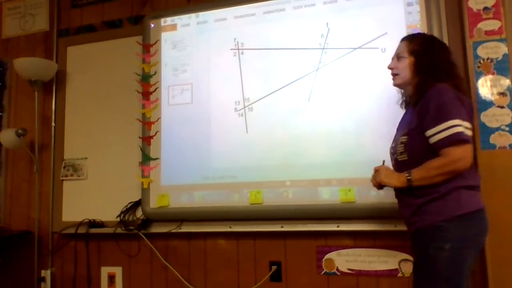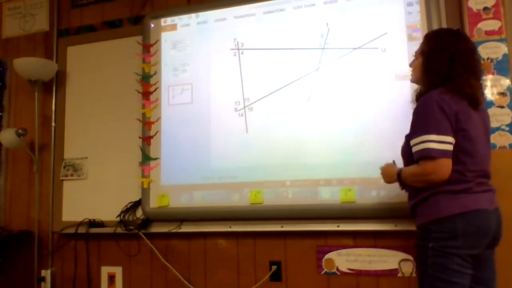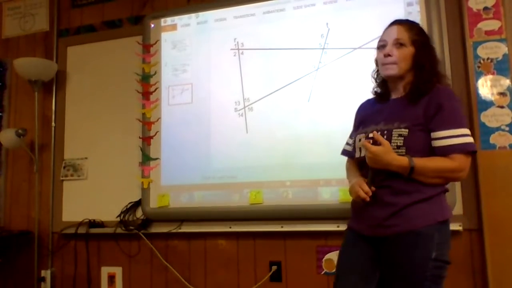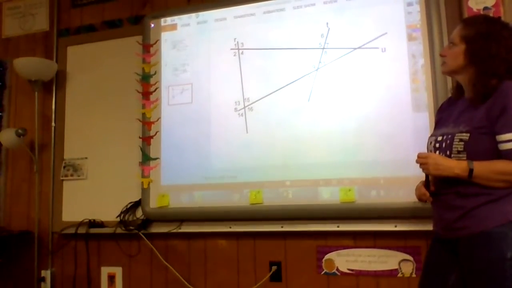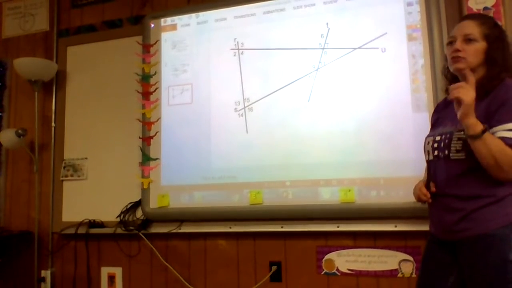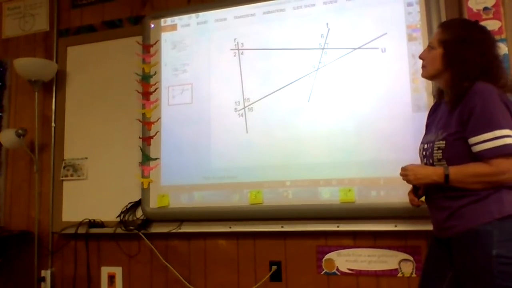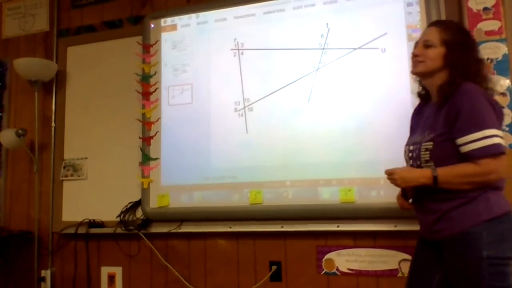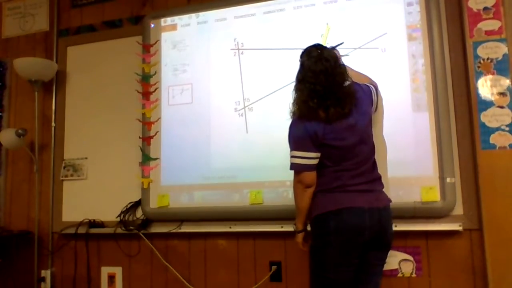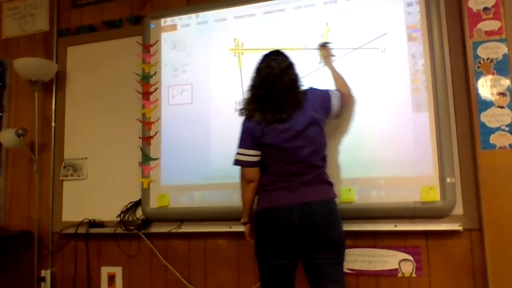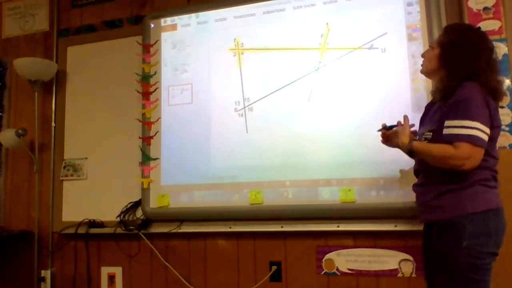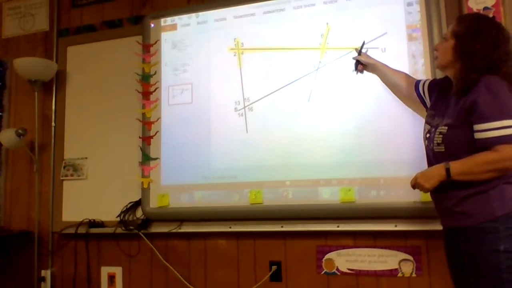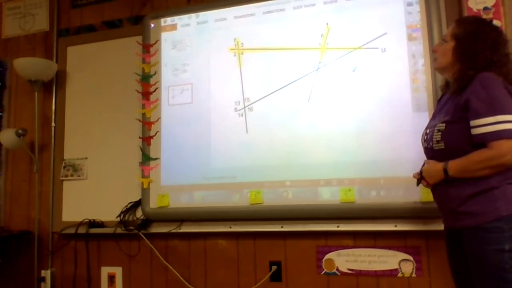Okay, let's go with a different transversal. Transversal line U. Which 2 lines am I going to be looking at that U crosses over? R and T. Gotcha. So here with this line U, none of these angles will apply right now. Transversal line U only. I could use this, but I don't have any numbers there.